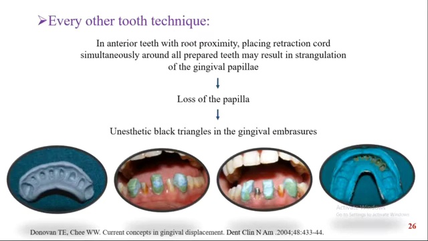Firstly, a polyvinyl siloxane index of the prepared teeth is made. The index is cut into smaller indices and the retraction cord is placed on the alternate teeth. And then a final pickup impression is taken.